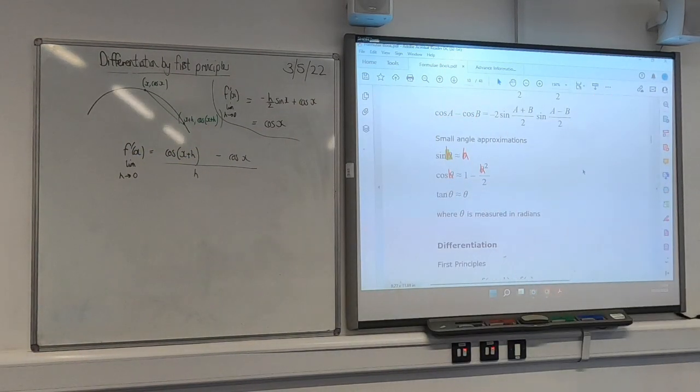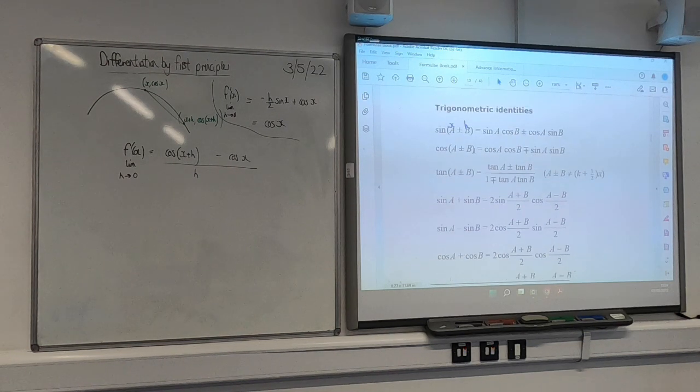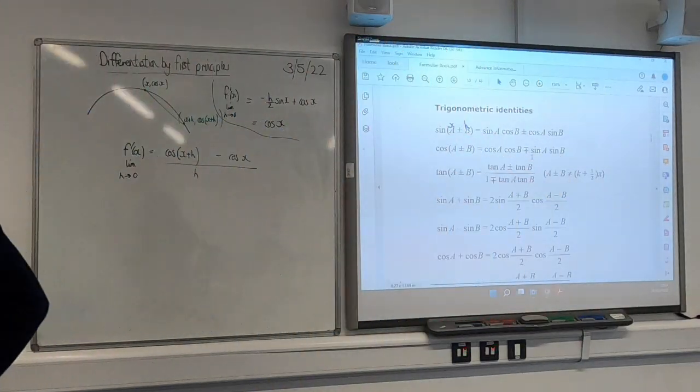So, go back up to the formula book. There's the cos A plus B rule. Just be careful, if it's cos A plus B, you've got a minus sign between the two terms. It's not the same, but it's almost the same.